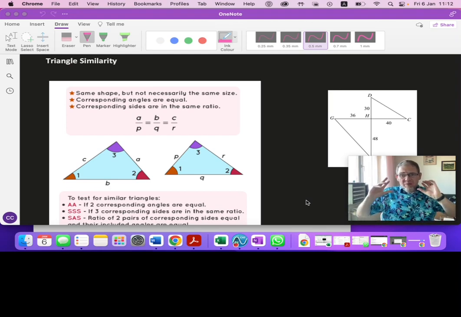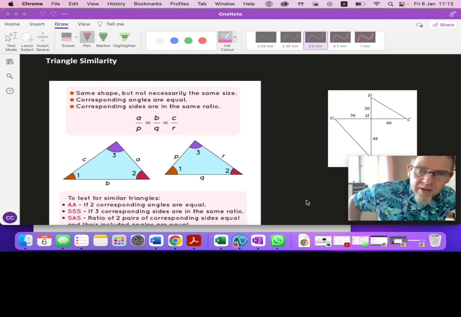So, if shapes are similar, it means that it's the same basic shape. It's a triangle, it's a rectangle, because rectangles can be similar. It's the same basic shape, but they're not the same size. The angles always have to be the same, so we have to have corresponding angles throughout. But the sides don't necessarily have to be the same.